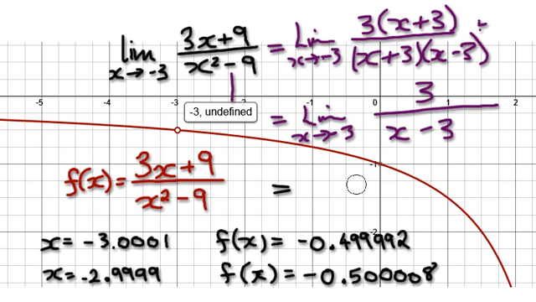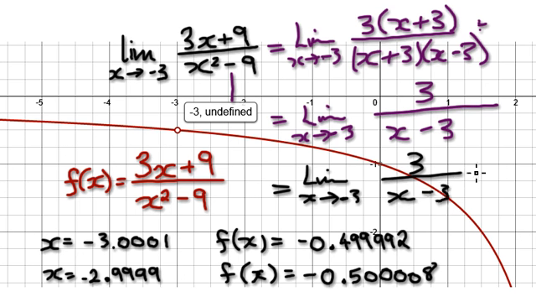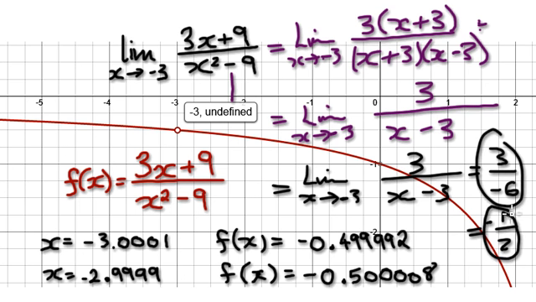Okay, hang on, I forgot my limit. So it will be limit as x tends to negative 3 here, and then when you try and put it into here, this here equals 3 over negative 6, and then that is really negative a half. This is the same as this.